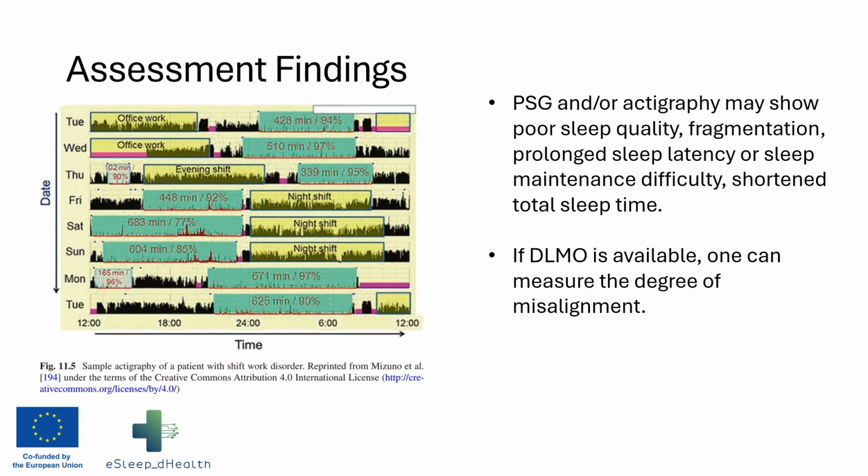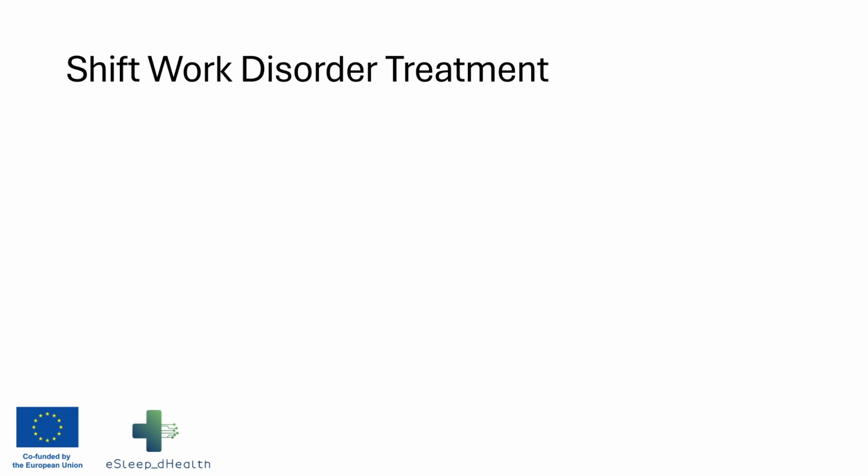So PSG and/or actigraphy may generally show poor sleep quality, fragmentation, prolonged sleep latency, meaning time to fall asleep, or sleep maintenance problems, as well as shortened total sleep time. And if DLMO is available, one can also measure the degree of misalignment from their natural circadian rhythm.